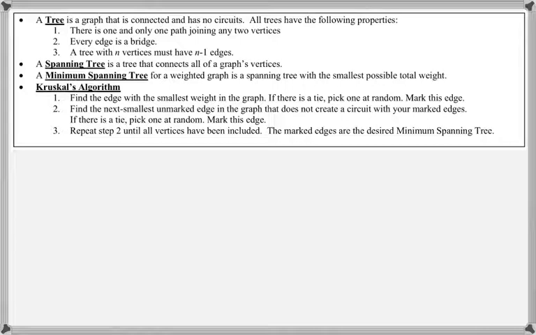Step 2 says find the next smallest unmarked edge in the graph that does not create a circuit with your marked edges. And if there is a tie, we can pick one at random. And we need to mark this edge. And then step 3 says repeat step 2 until all vertices have been included. The marked edges are the desired minimum spanning tree.